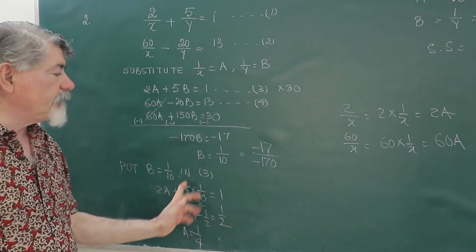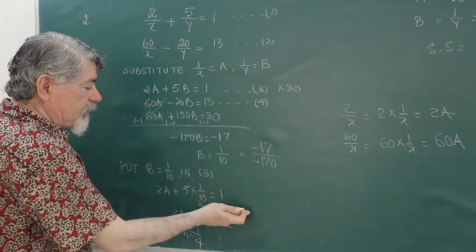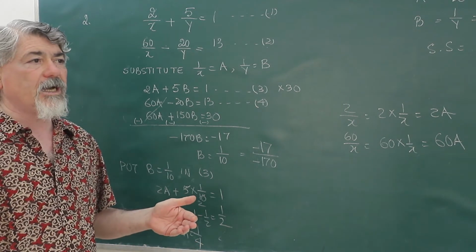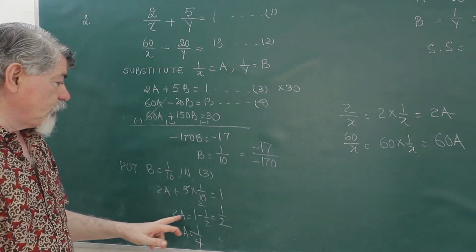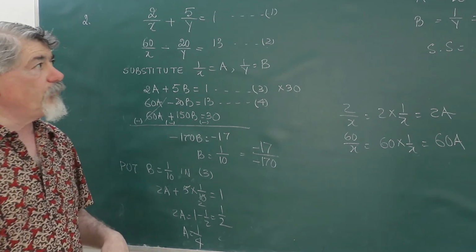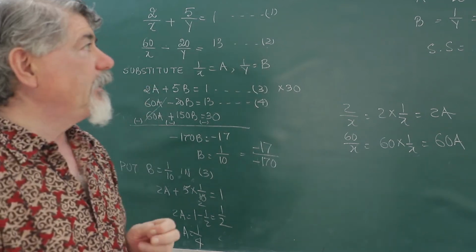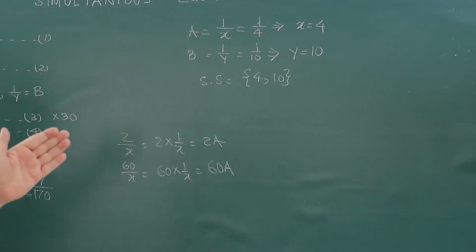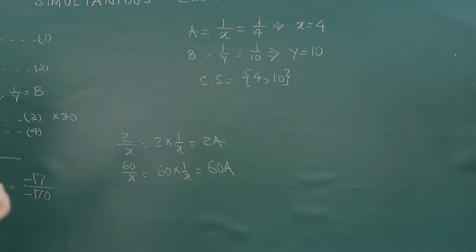So 2a will be 1 minus 1 upon 2. 1 upon 2 from here shifted to the right hand side will become minus 1 upon 2, and 1 minus half will be equal to half. So 2a is equal to half, a will be 1 upon 4. So you've got the value of a as I have written on the right side. a was 1 upon x. So a is equal to 1 upon x, and the value is 1 upon 4. That will imply x is equal to 4 by reversing the numerator and denominator. Similarly, b was 1 upon y, and I had got the value of b as 1 upon 10.